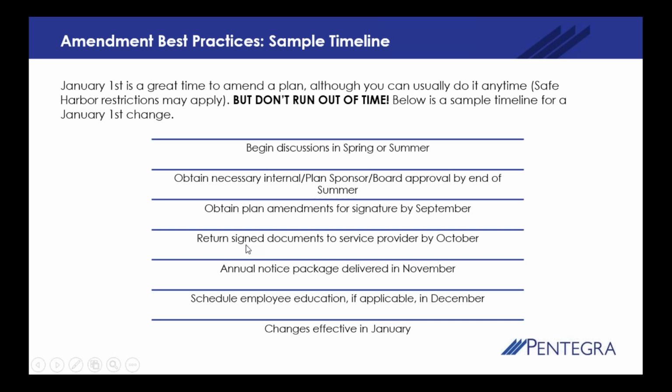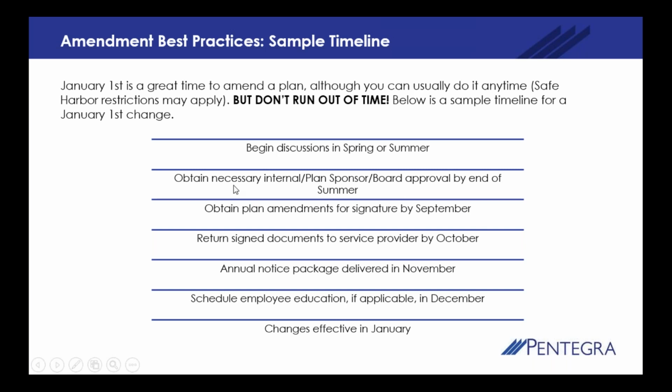We also need time to get the documents signed. So anytime we're amending a plan, it's going to require an amendment or a resolution be drafted, and that's going to need to be signed by the client. We want those documents to be signed no later than October because we, again, need those notices to go out in November. In order to get the documents signed by October, we need to request and obtain the amendments from the document provider. And we need to give them time to do what they need to do to generate them. So figure they should be requested no later than September.